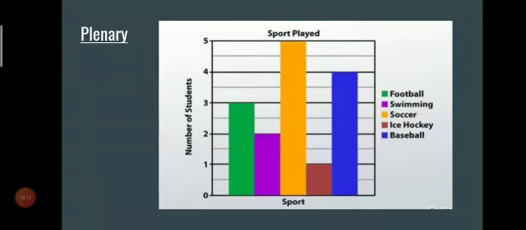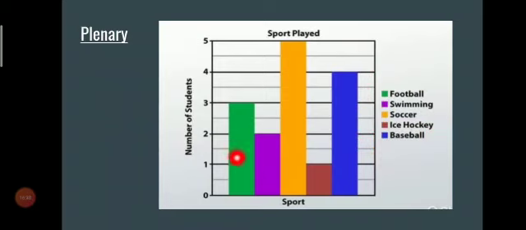This is the plenary, and you can solve these plenary answers on your loose sheet. Okay, this is a vertical bar graph. I want to show you the axes, the number of students on the y-axis. Some sports are given on the x-axis, and there is a key. Okay guys, now you have to count the number of students with the help of the key.